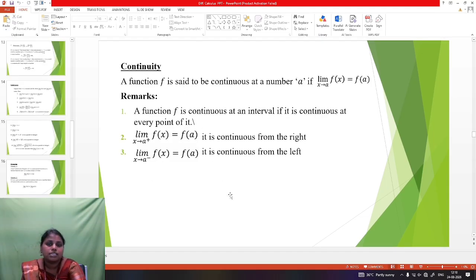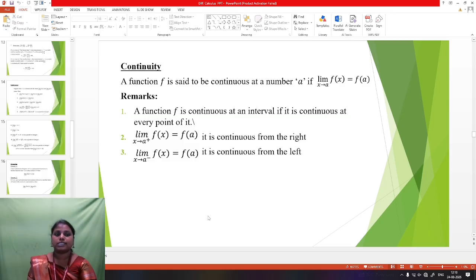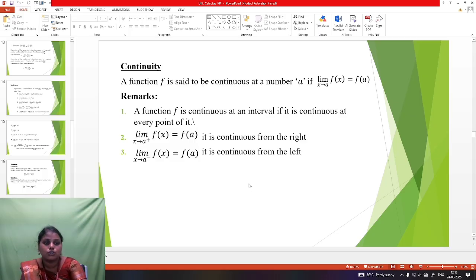Next one, third topic, continuity. Continuity is also the same as the limit function: the limit exists, and continuity also requires that. The function f is said to be continuous at a number a if the limit exists as some constant value. This is continuity: the limit as x tends to a of f of x equals f of a.